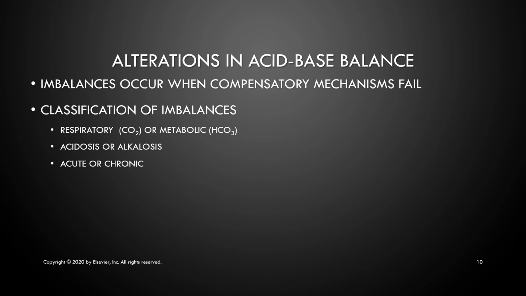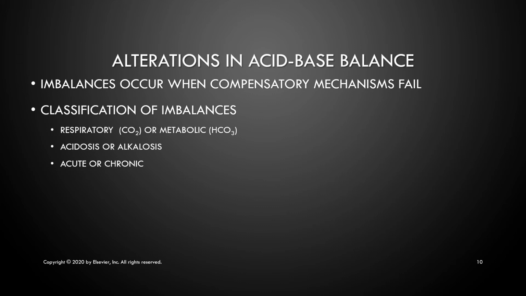If the change in the pH is below 7.35, we're going to classify that as acidotic or acidosis because there is more acid in that acid-base ratio. And if the pH is greater than 7.45, this is going to be classified as alkalotic because the base is greater in that acid-base ratio.